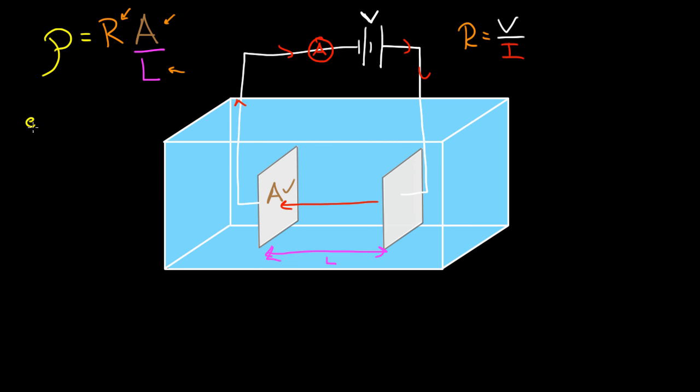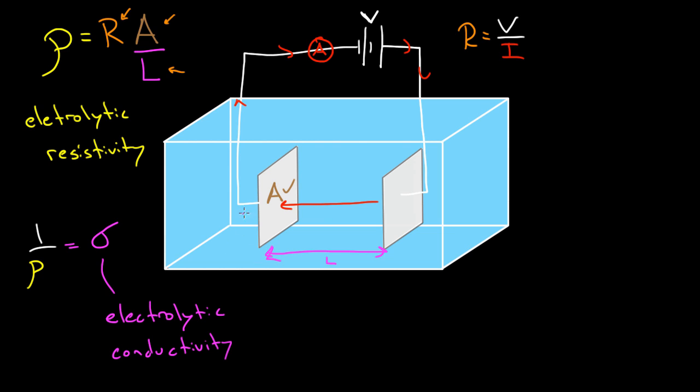Sometimes it's called the electrolytic resistivity. Or 1 over the electrolytic resistivity would be the electrolytic conductivity. So this would be the electrolytic conductivity. So this is an experimental way to do it.